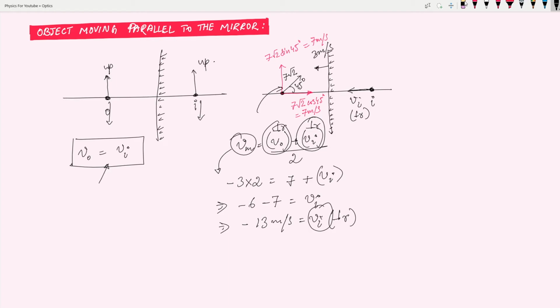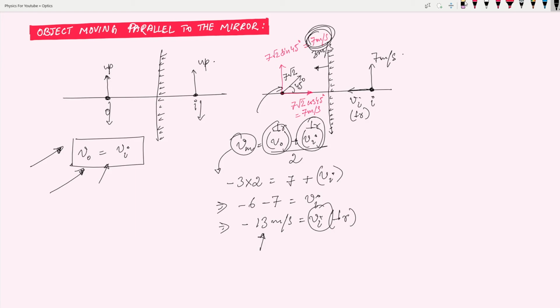So here the value that we have found, minus 13 meter per second, is actually in the x direction, opposite x direction. That is the x component. There will also be a y component, and we know that the y component here is 7 meter per second. And we have derived that when an object is moving parallel to the mirror, then VO is equal to Vi. So we'll just apply that concept. So parallel to the mirror, the velocity is 7 meter per second. So this will be 7 meter per second.